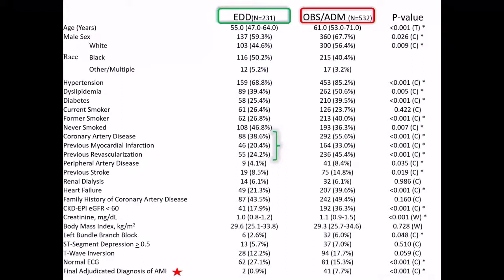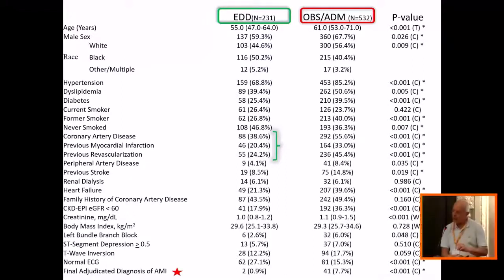But if you also look at the ones that ED docs sent home, there are a significant number that had really, I would argue, significant comorbidities like previous MI, previous revascularization, peripheral artery disease, I mean, obvious vascular problems. And so of those that were in the indeterminate zone, about a third went home and the other ones got worked up.